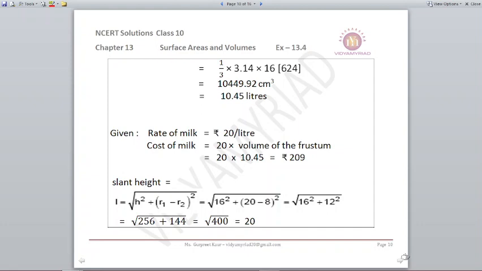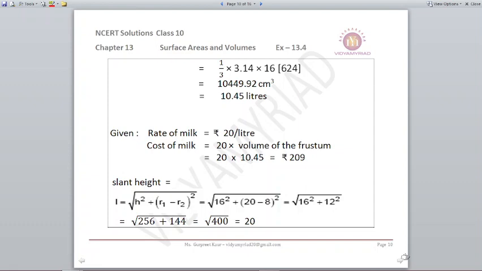We will solve this. We get 10449.92 centimeters cube. Now we need to convert this centimeters cube into liters. So you must understand, we will be dividing it. It will come as 10.45 liters. Now we are given the rate of 1 liter as 20 rupees. So for 10.45 liters, it will become 20 into 10.45, which is 209 rupees.